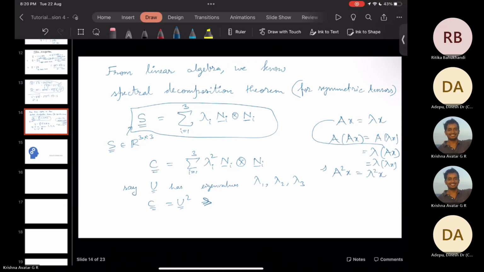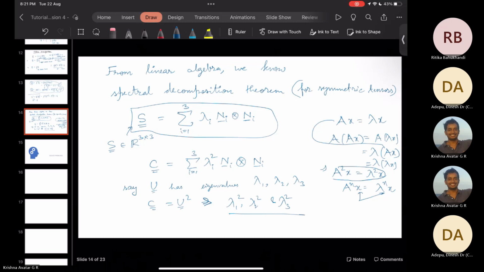So it means that if you square the matrix, the eigenvalues will also be the corresponding squares of those eigenvalues. So these are the relations. If you have A to the power n times X, this is nothing but lambda to the power n times X. So eigenvectors remain the same. It's just the eigenvalues which get exponentiated. So in this case, likewise, the eigenvalues of C are lambda 1 squared, lambda 2 squared, and lambda 3 squared. So what we do is first we determine the eigenvalues of C.